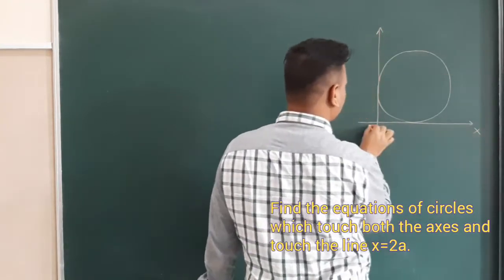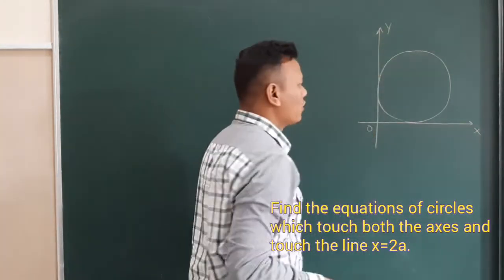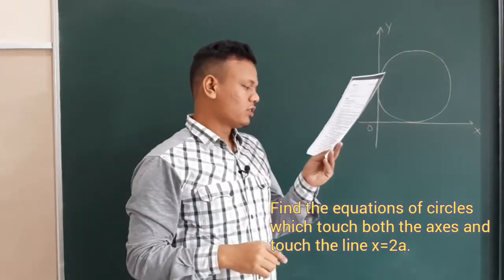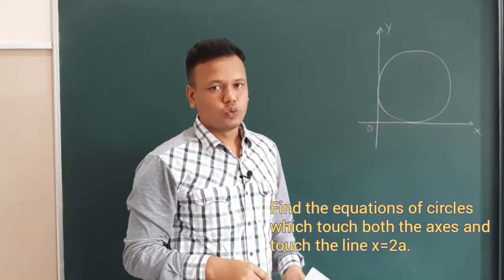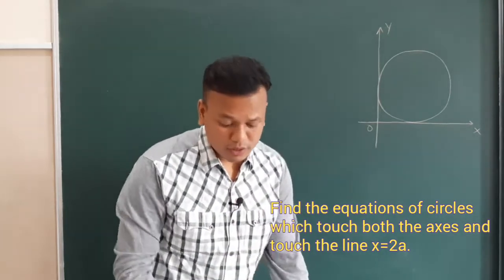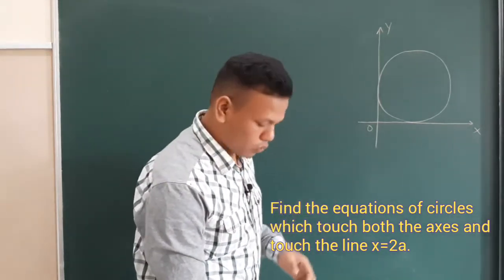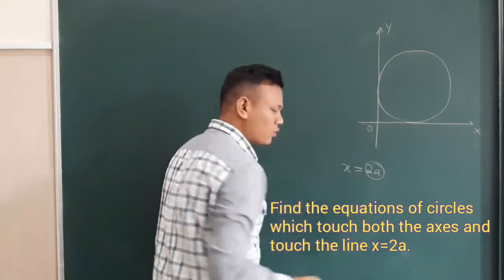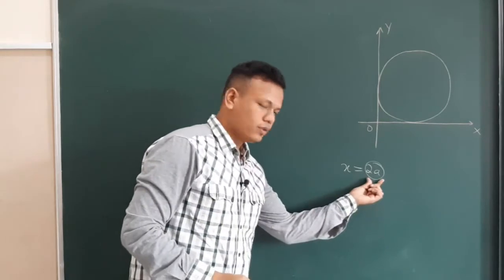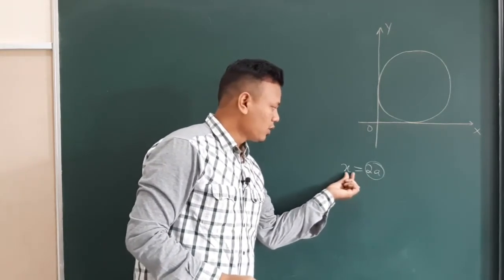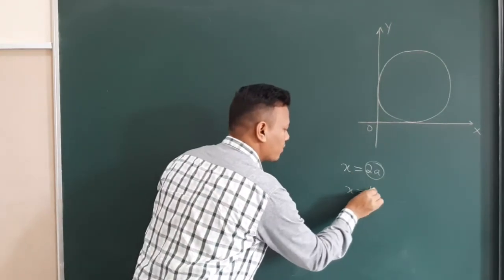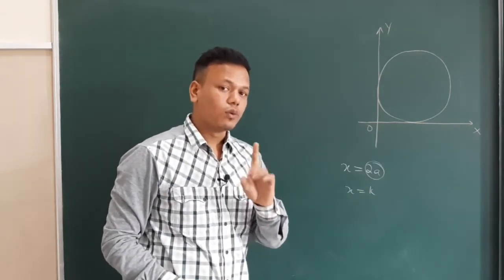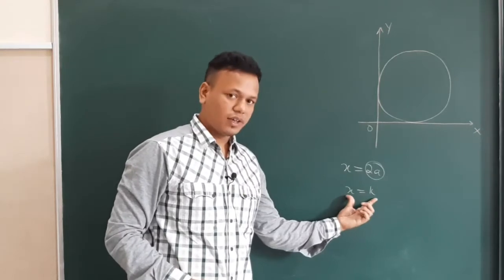So this is my x. You need to find the equation of this, but this time it is given that this touches the line x equals 2a. So x equals 2a means what? Now 2a is a constant, right? If 2a is a constant, then this is of the form x equals k. And this is a line parallel to the y-axis. Remember that. From straight lines we have learned that.